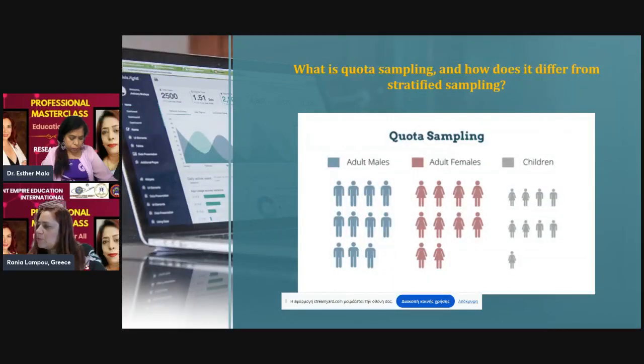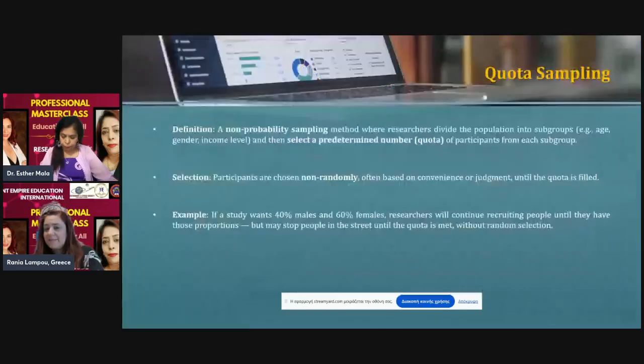Now, we haven't mentioned quota sampling and how this differs from stratified sampling. Both quota sampling and stratified sampling are techniques used in survey research in order to ensure representation from different subgroups of the population. However, they differ in how they select participants. In quota sampling, researchers divide the population into subgroups, such as age, gender, income, and then they select a predetermined number, a quota, of participants from each subgroup.